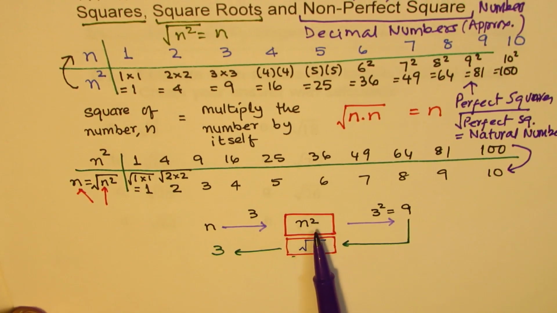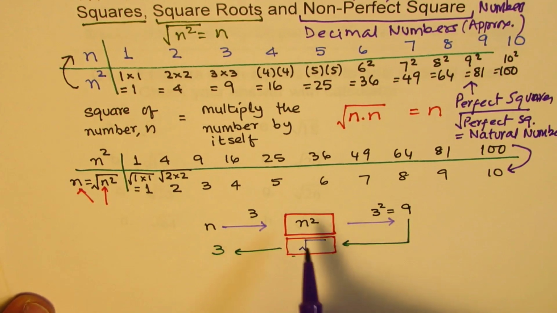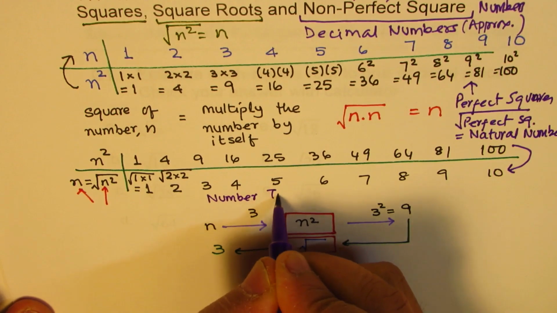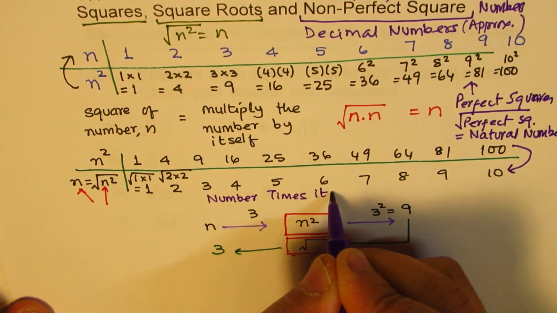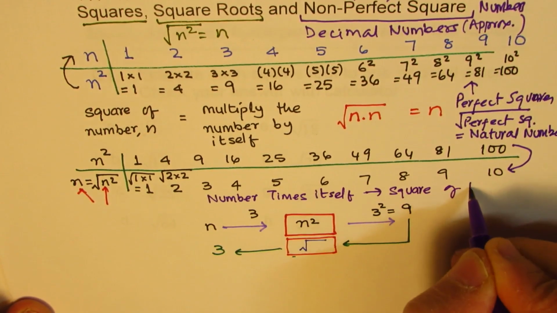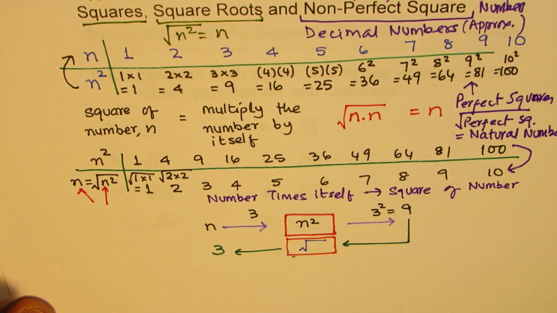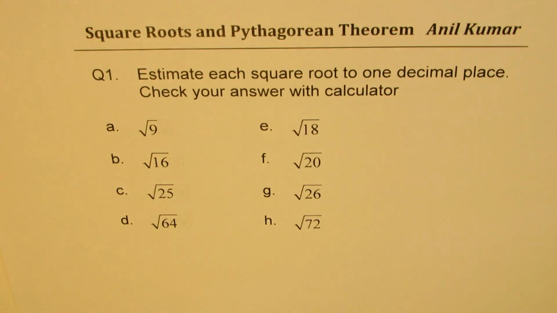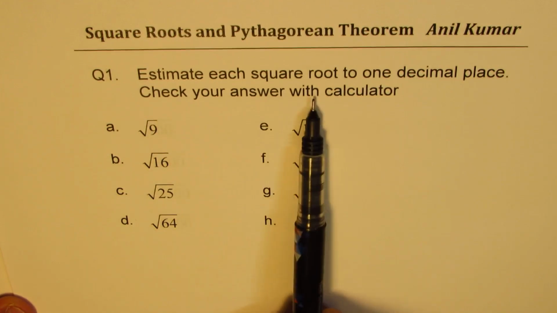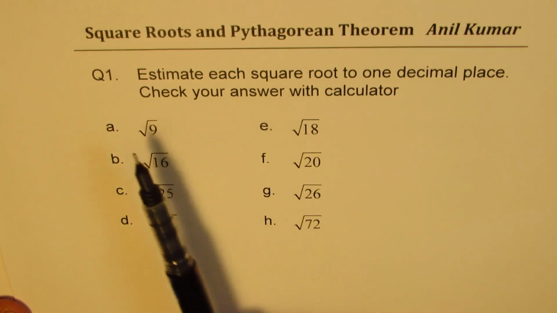So what we learned here is that the square of a number is multiplying the number by itself. So what do you do here when you have to find a square? Number times itself gives the square of a number. Perfect. And square root is the reverse operation. Now let's take a few examples. In question number 1, we'll estimate each square root to one decimal place, and then you can check your answer with calculators. We'll also learn how to use a calculator, right?